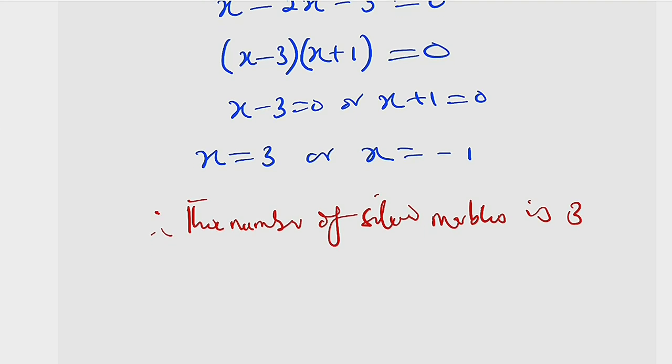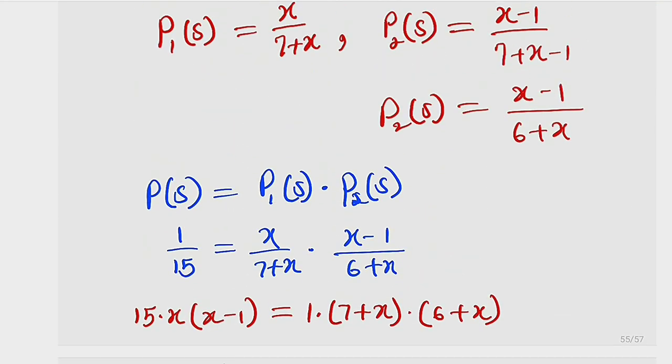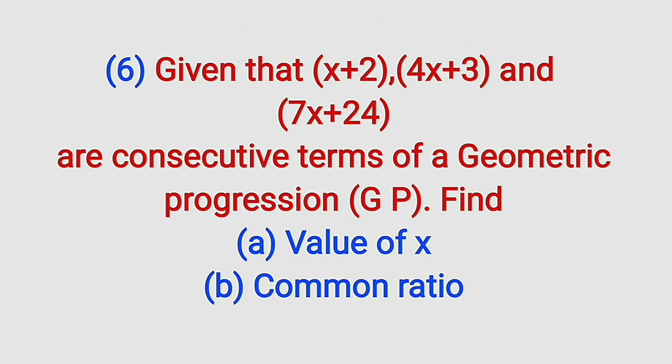Now let us move on to section B. We're going to begin with question number 6. Here is question number 6 of WAEC 2024 Mathematics Examination Theory part, which is related to geometric progression. And the question reads, given that x plus 2, 4x plus 3, and 7x plus 24 are consecutive terms of a geometric progression GP, we're asked to find the value of x as well as the common ratio. All right, let's get started.